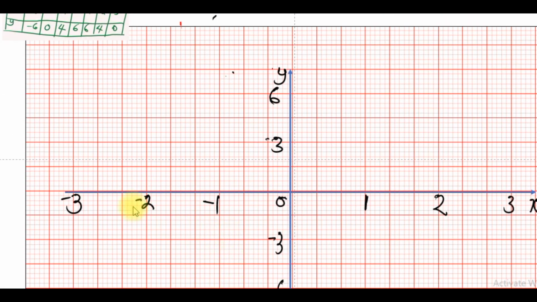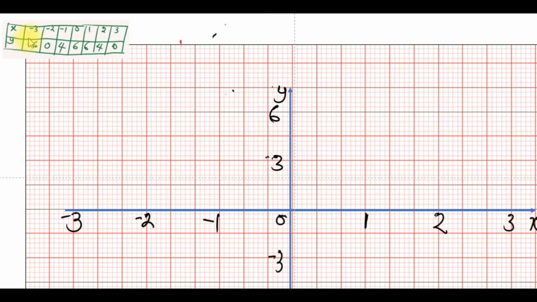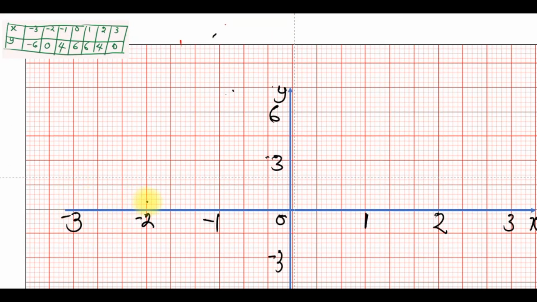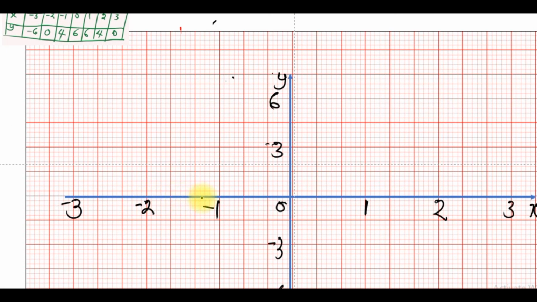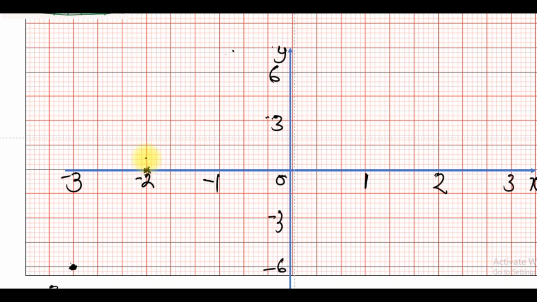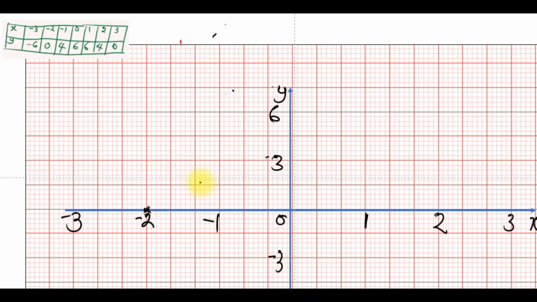So let's now locate the points. The first one, when x is minus 3, y is minus 6. Okay. So this is the value. When x is minus 3, y is minus 6. So that's the point. So the second one, when x is minus 2, y is 0. So I think that's the point on the x-axis. Again, when x is minus 1, y is 4. So that is where we locate the 4 now.